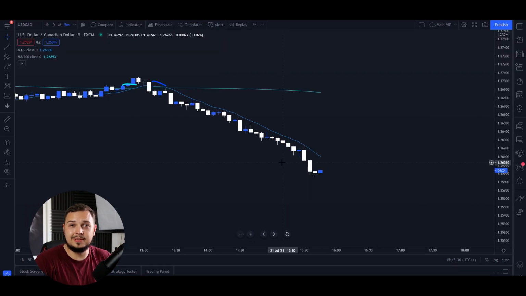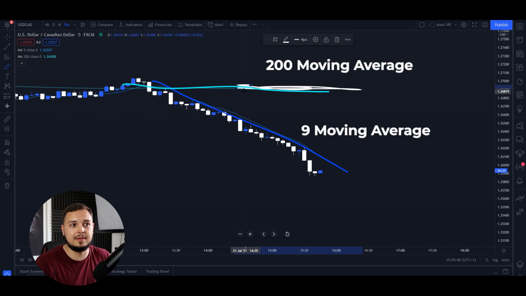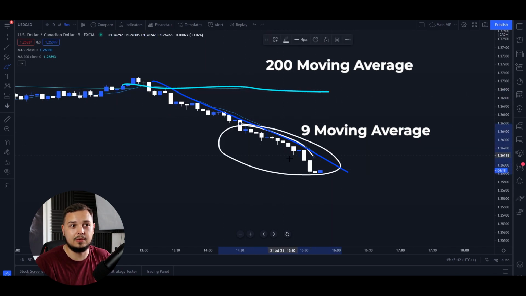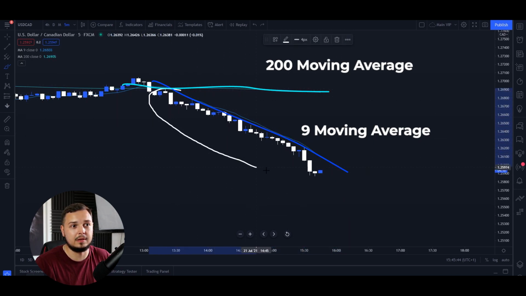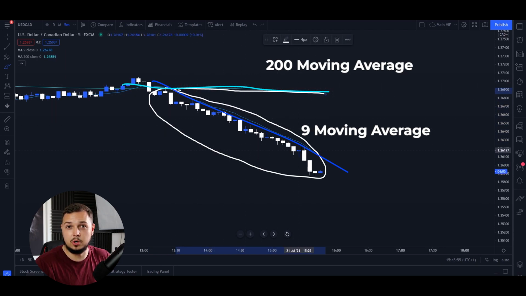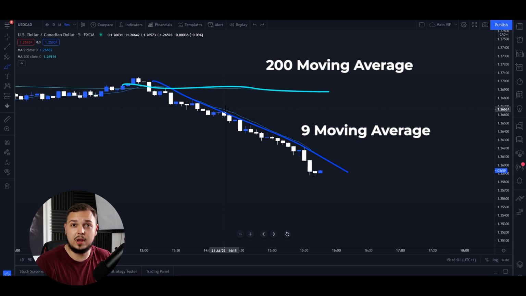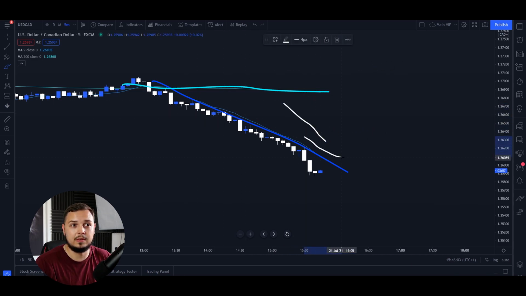Now, the simple principle with this strategy is super easy, right? The 200 moving average, as you can see over here, is well above the candlesticks. All of these candlesticks over here are well below the 200 moving average line, which is good. It shows that the trend currently is towards the downside.